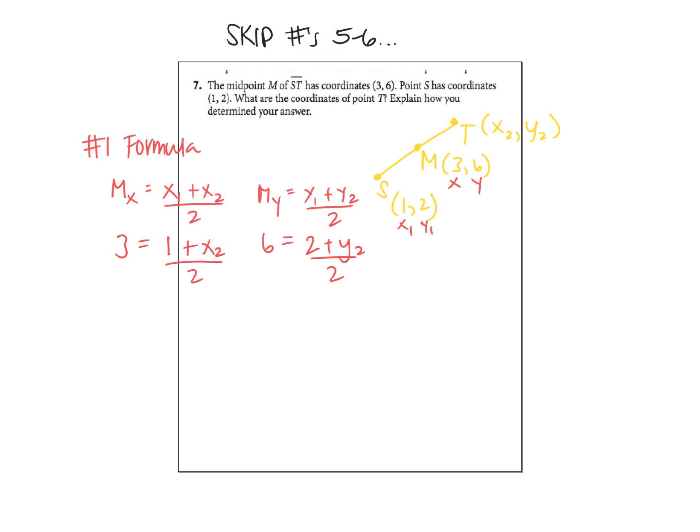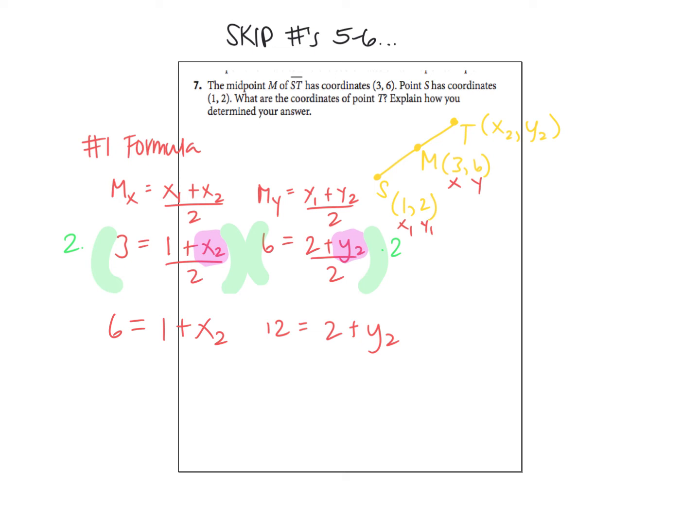So looking at these, we have to think about what is the best way to start to get these variables, x2 and y2, by themselves. Well, I might want to multiply by 2 on both sides, so I get rid of that dividing by 2. So now when I rewrite my equation, I have 6 equals 1 plus x2, and I have 12 equals 2 plus y2. Remember, we multiply these numbers by 2. So that's how I got 6 and 12.